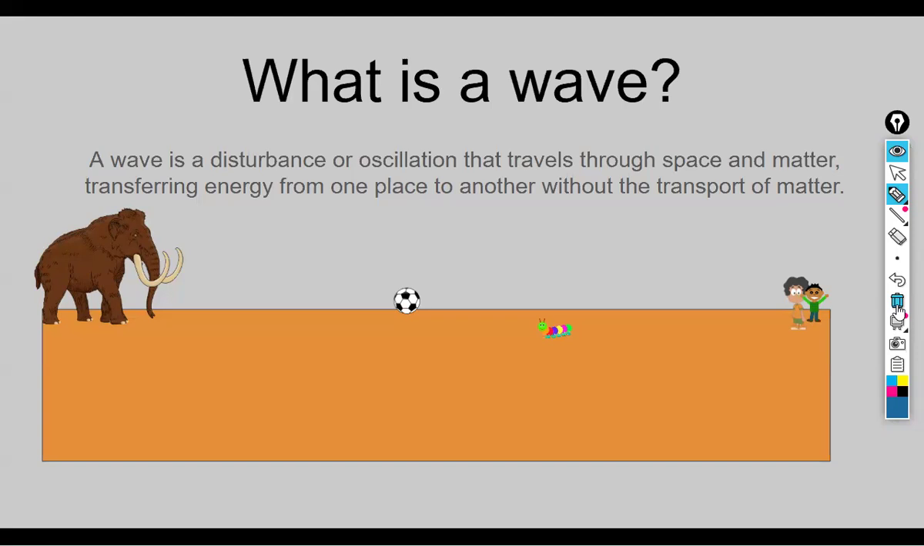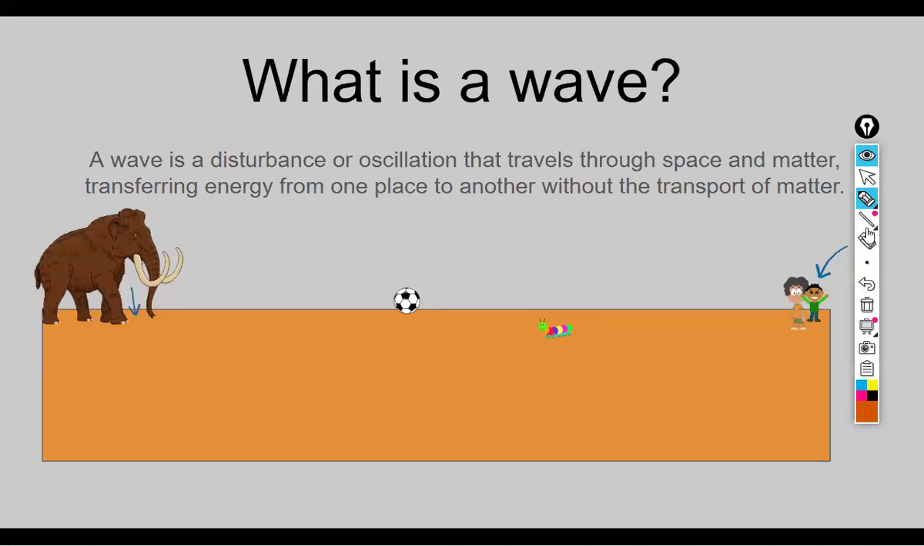Let's make a wave. Other than a water wave, let's create a wave in the ground. So here we have a make-believe scenario. It has two boys here. It has a ball here, and it has a caterpillar that's inside the soil. The boys are too lazy to get the ball. So they tell the mammoth to stamp really, really hard on the ground. So the mammoth is going to stamp really, really hard on the ground, and let's see what will happen, right? He will create a wave, right?